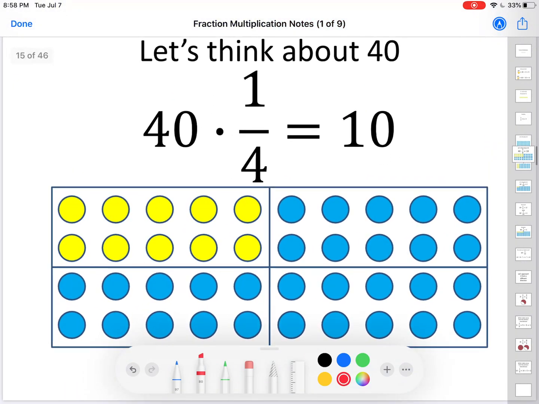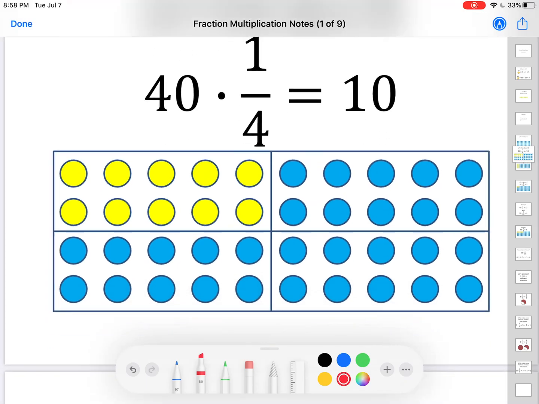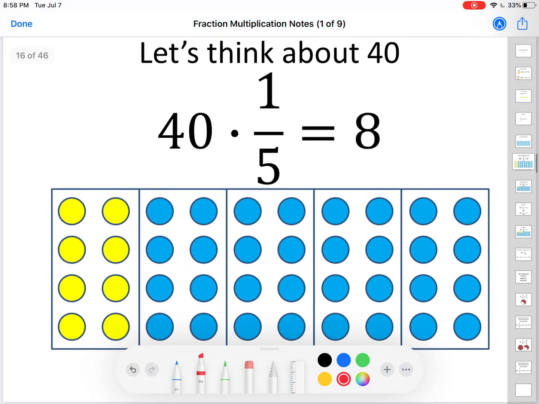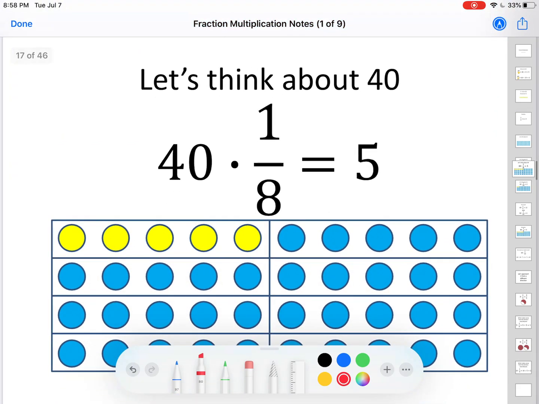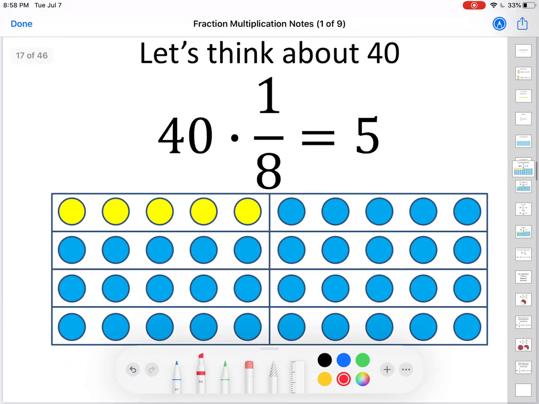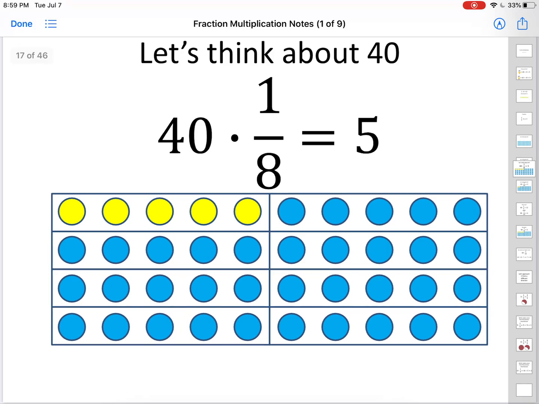40 times 1/4, cut it into 4 pieces, is 10. 40 divided by 4 is 10. 40 times 1/5 is 8. See, take 40, divide it by 5, you get 8. 40 times 1/8 is 5. Take 40, divide it into 8 pieces. How many are in each piece? 5 of them are in each piece.